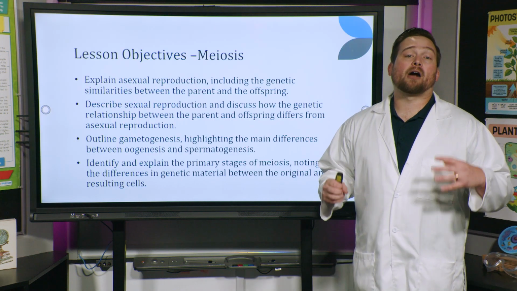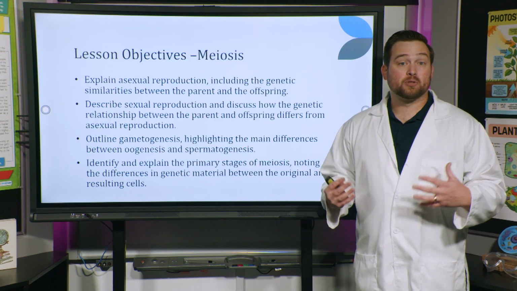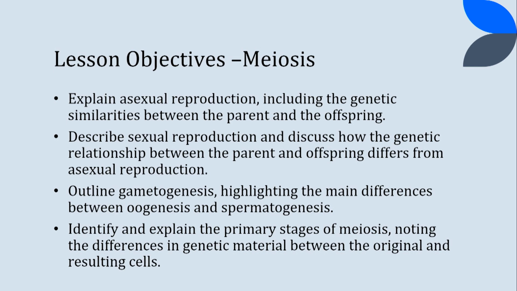So here are our objectives when it comes to learning about meiosis. We want to be able to explain asexual reproduction, and this is going to include the genetic similarities between the parent and the offspring. We're also going to describe sexual reproduction and discuss how the genetic relationship between the parent and the offspring differs from asexual reproduction.